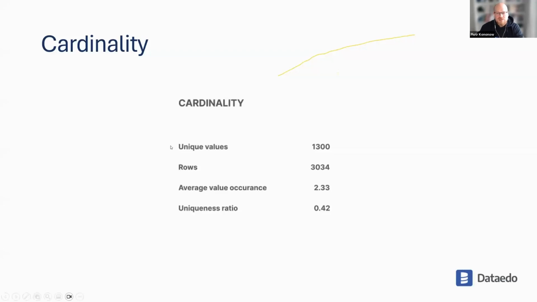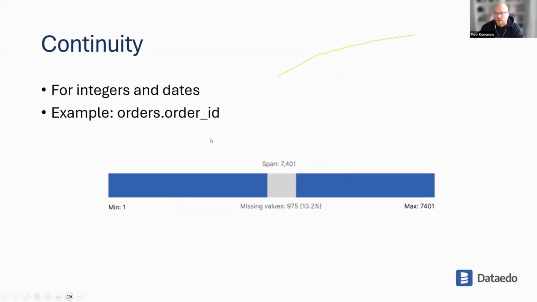Cardinality: how many null values there are, how many rows, we have that already. We can also calculate the average, how often the average value occurs, and how unique the values are. They're not really unique because they're multiplied. Another thing that I did recently for my data set was to see if it's continuous.